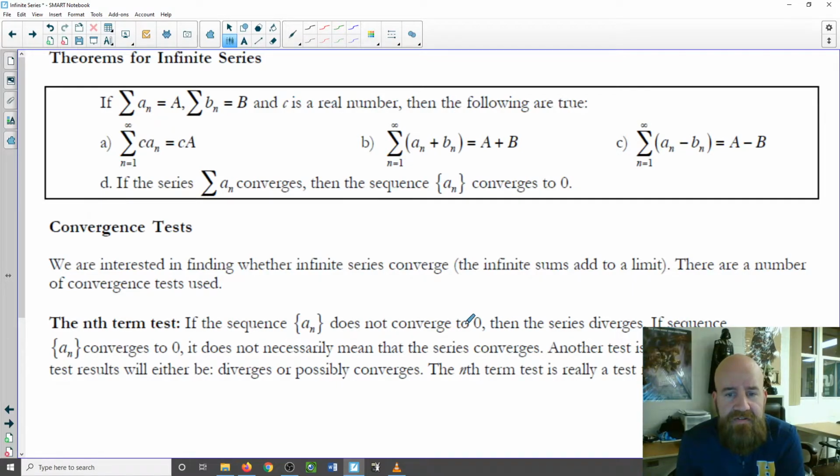So if the sequence does not converge to 0, then the series diverges. So pretty simple. If we run the nth term test, we run the limit of our rule, and if we don't get 0, then we know that the series diverges. If this sequence converges to 0, then we can say that it possibly converges. So that's the big thing. That's the difference between a sequence and a series.